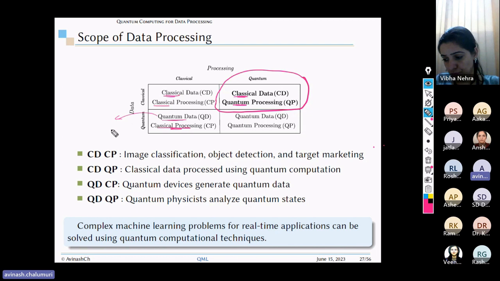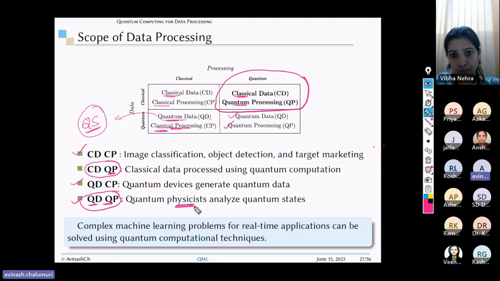Like, say, people are manufacturing many quantum hardware devices like quantum sensors, which are more accurate than the classical sensors. They generate some quantum data, and that can also be processed using classical processing. And the quantum data can also be processed using quantum processing. Right now, people are more focused on classical data and quantum processing, and very few people are working on this. And the last one, quantum data and quantum processing, mostly physicists do this. And I think slowly the developments get into the computational field also.